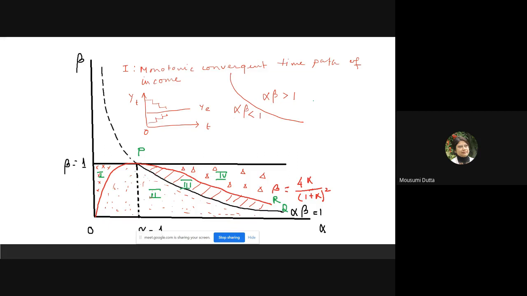However, beta less than 4 alpha by 1 plus alpha whole square. It is below the red line, the parabolic curve, indicating the roots are complex conjugates.